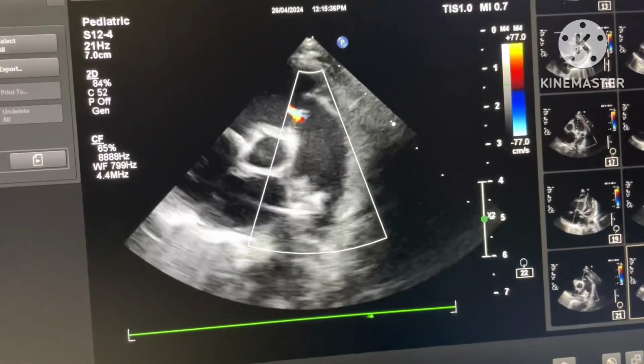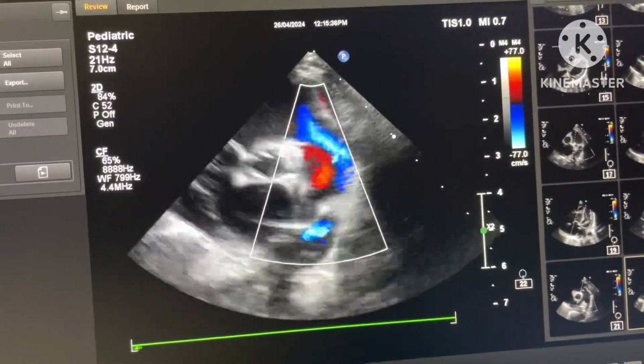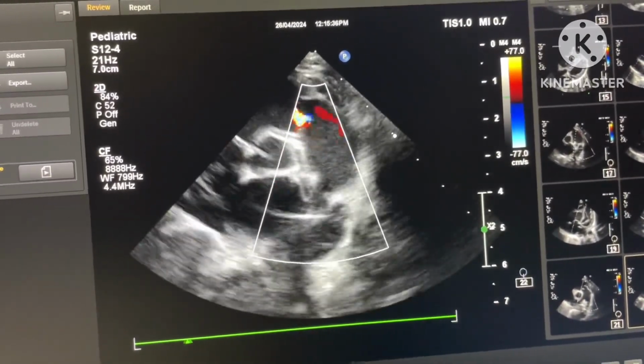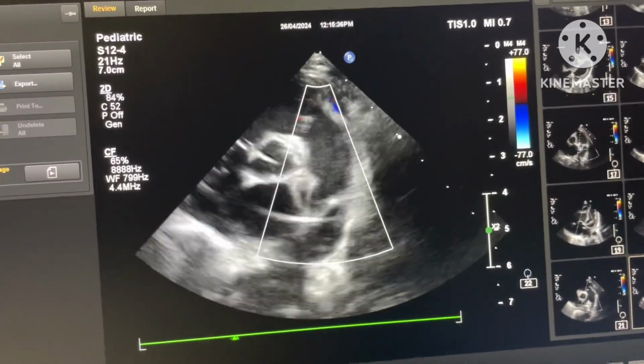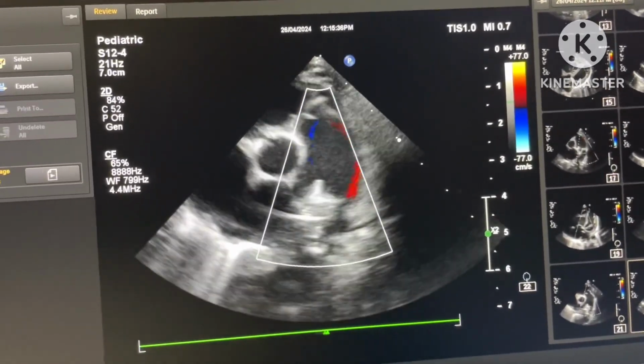So this is a case of persistent pulmonary hypertension of the newborn, a small patent ductus arteriosus with bidirectional flow, and complete heart block and cardiomyopathy.